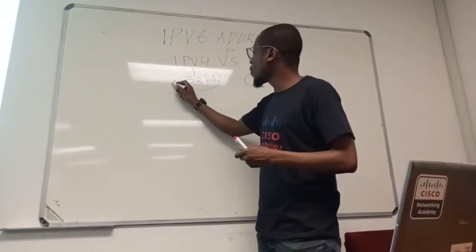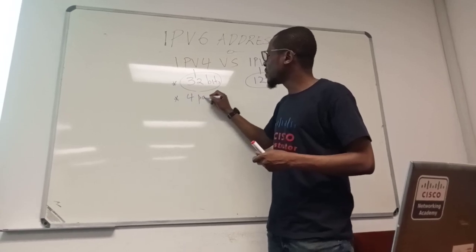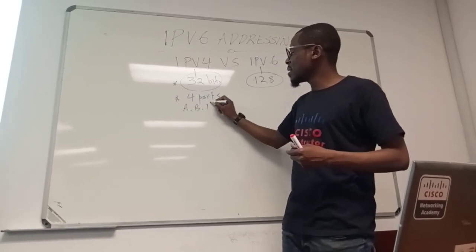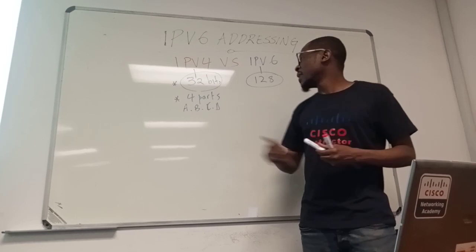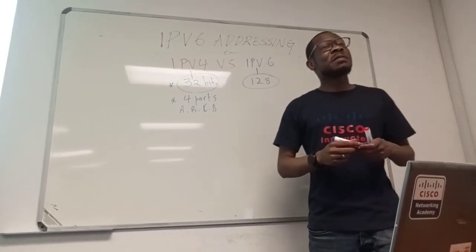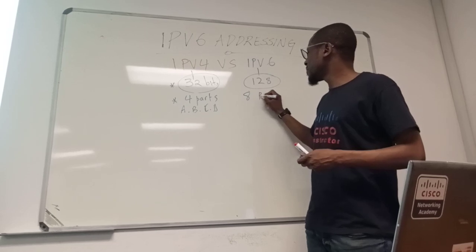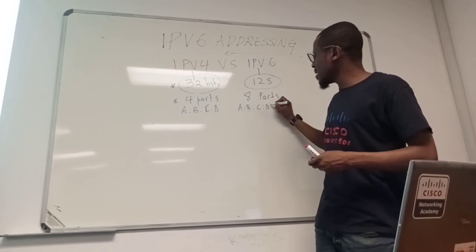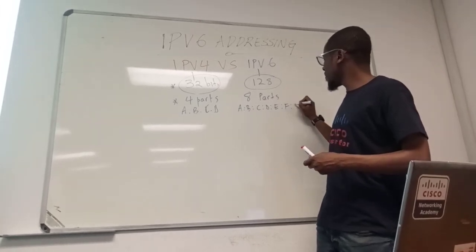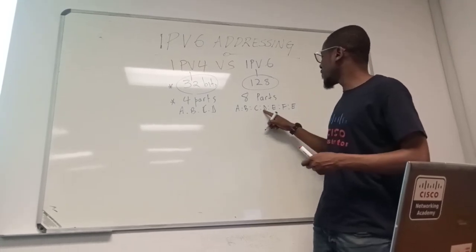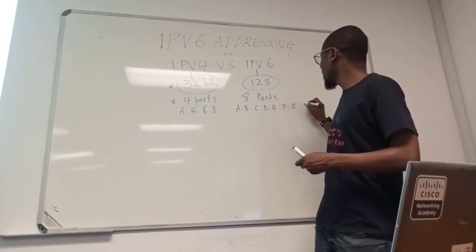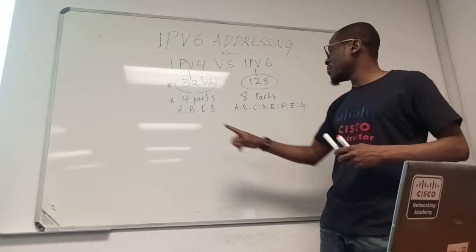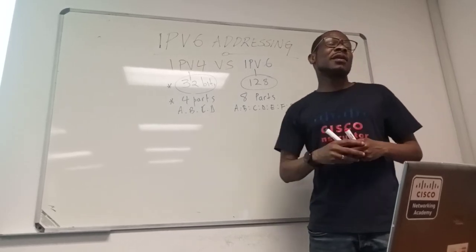And in terms of division or representation, IPv4 will have how many parts? 4 parts, right? Like A, B, C, and D. But this one will have how many parts? 8 parts. Like A, B, C, D, E, 1, 2, 3, 4, 5, 6, 7. But you are going to see there is another difference between those two IP addresses.